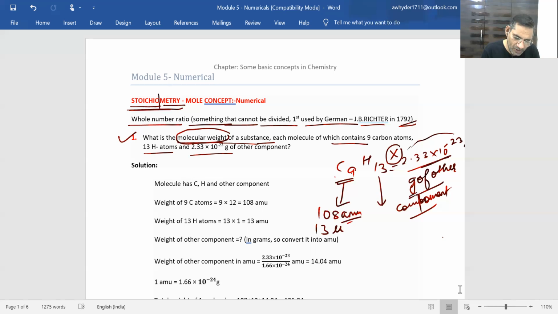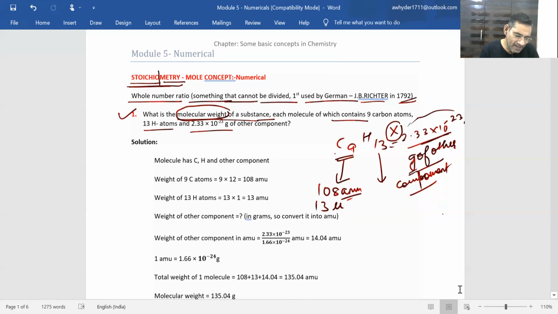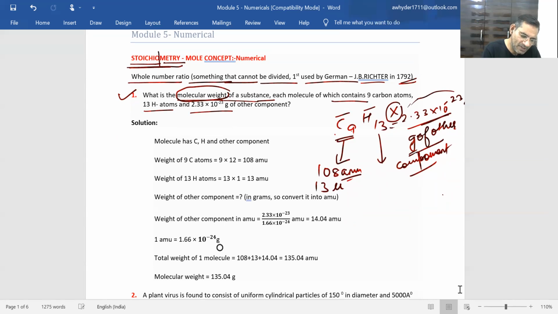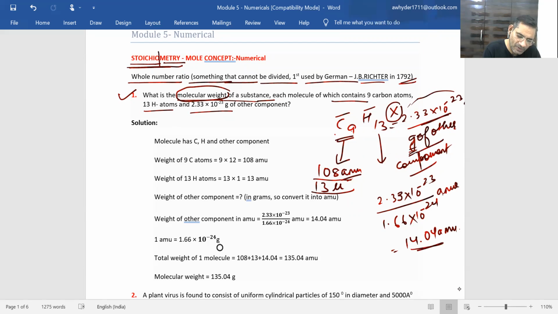In my previous module, I already gave you a relationship between AMU and gram. So this is in grams, and this carbon and hydrogen is in AMU. So convert this also into AMU. How can that be done? 2.33 into 10 to the power minus 23 divided by 1.66 into 10 to the power minus 24. What you will get is 14.04 AMU. Weight of carbon is given, weight of hydrogen is given, and weight of this third element is also there now.